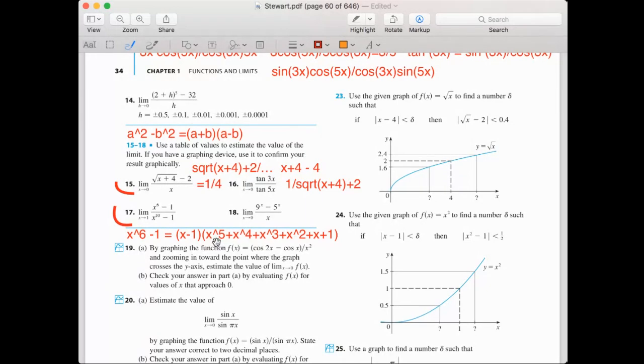The top, how many 1s do we have? We have x raised to 5 up to x raised to 0. 1, 2, 3, 4, 5, 6. We have 6 1s. The bottom, we have 10 1s, right? Because we have x raised to 9 down to x raised to 0. Think about 1 as x raised to 0. So we have 10 1s. So this becomes 6 over 10. I'll simplify that. Divided by 2, 3 over 5.